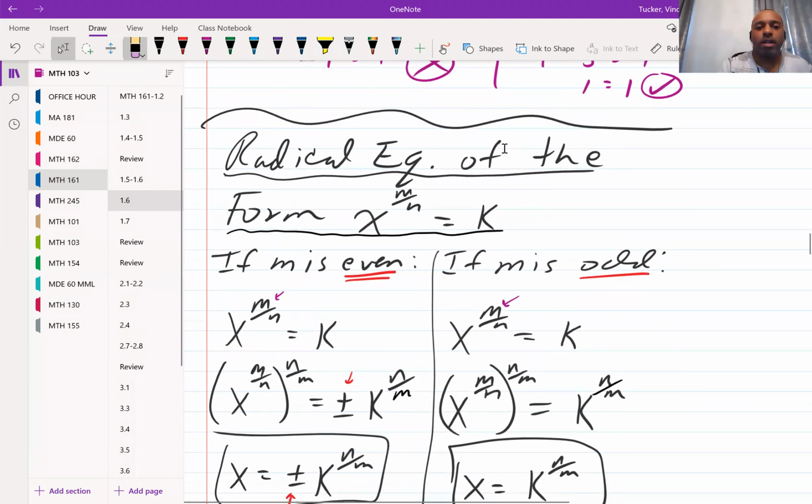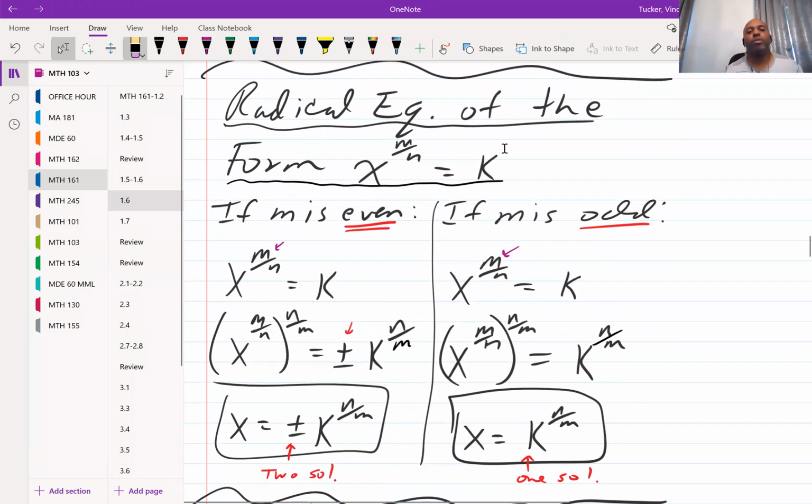All right, the next type of scenario we could come across is having a fraction as your exponent. So we have a radical equation of the form x to the m over n power equal to k. Notice it says the first condition: if m is even. We're talking about the numerator of our exponent.